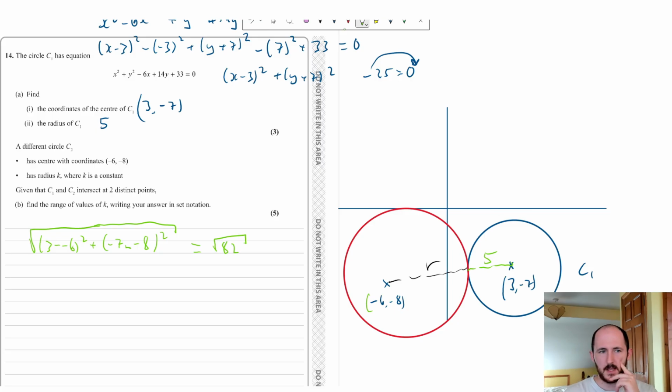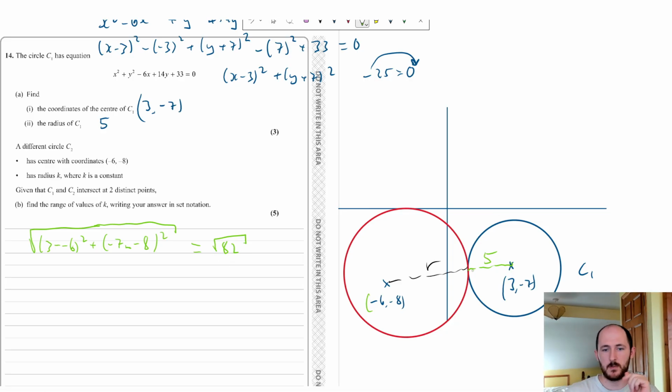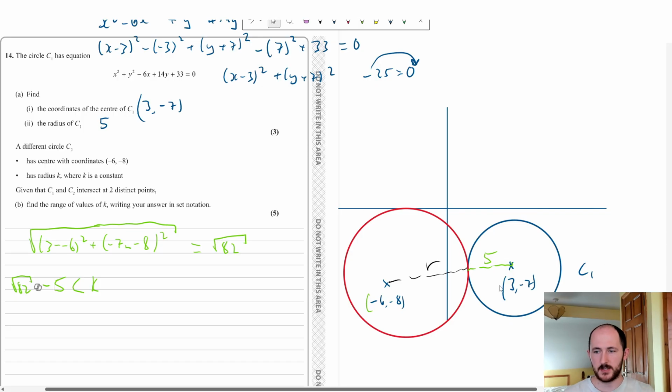There you go. So it means the smallest value this has to be, bear in mind, the smallest value is when they just touch each other. We want it to be bigger than that smallest value. So we want k to be bigger than root 82 minus 5. Okay? Because that way they just touch each other.